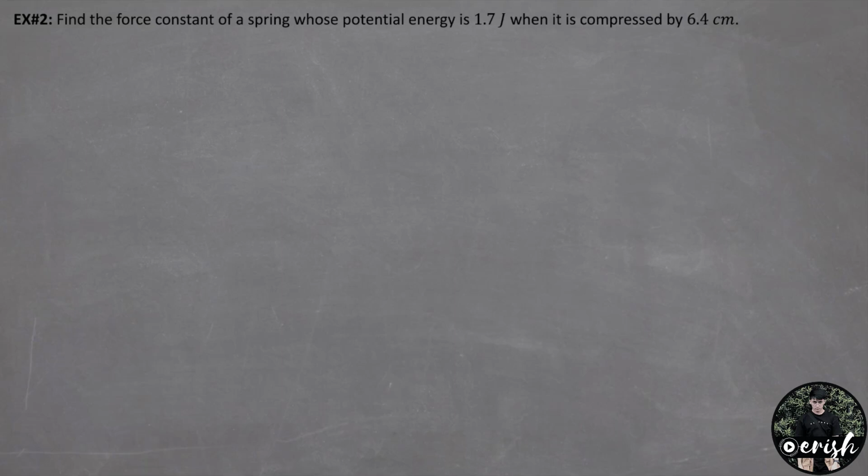Example number 2. Find the force constant of a spring whose potential energy is 1.7 joules when it is compressed by 6.4 centimeters. In this problem, ang hinahanap naman sa atin is yung value ng k. Again, using the equation, elastic potential energy is equal to 1/2 k times x squared. Given sa atin yung potential energy, we have 1.7 joules and yung compression distance niya, we have 6.4 centimeters.